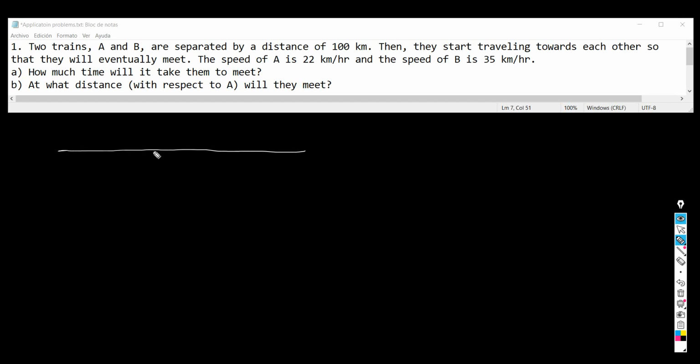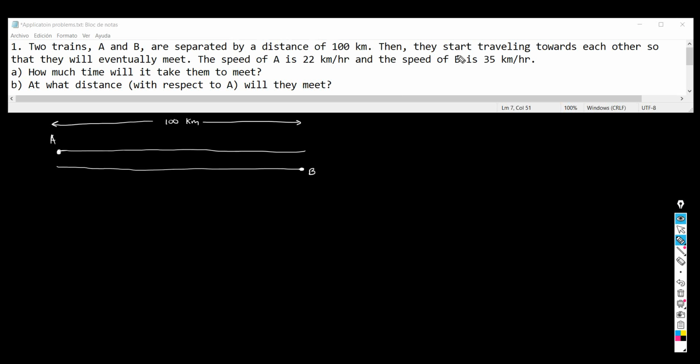So this is like the road or something. Technically speaking, they're gonna be going on different roads, right? You're gonna have train A over here and train B over here, and the length of these two segments is 100 kilometers, like so. Okay, so I'm representing by this little sketch my first sentence.